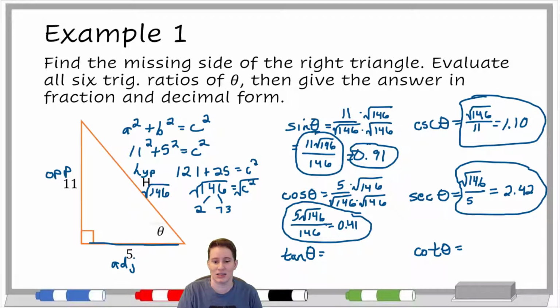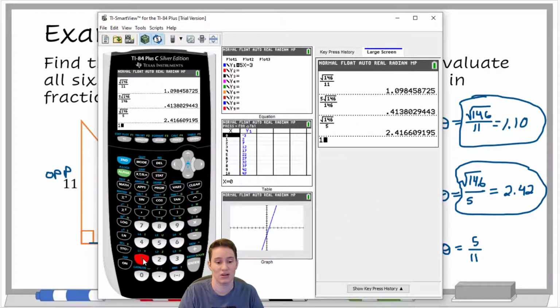Let's look at tangent and cotangent. So tangent is opposite over adjacent, which is 11 over 5. These are nice. There's no square root. Cotangent is the flip of that, which is 5 over 11. And I don't know what those fractions are as decimals off the top of my head, so I'll do that on the calculator as well.